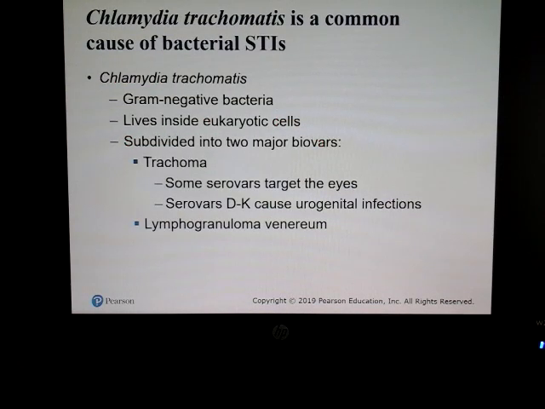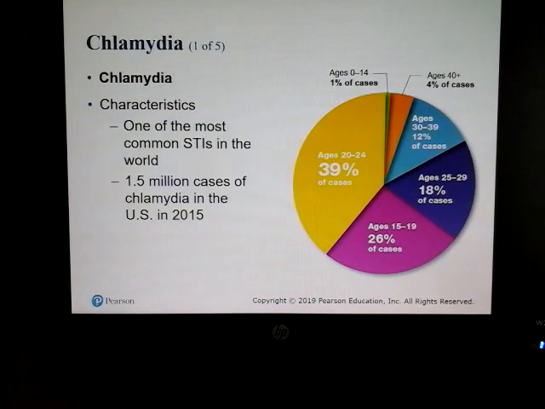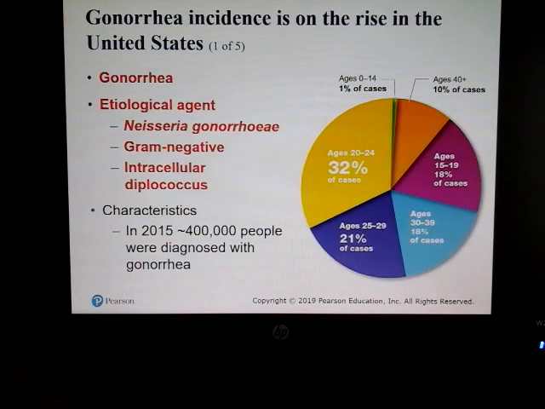Chlamydia, guys, I talked about it earlier, but it does cause a lot of different types of STIs worldwide. And 39% of cases are in people 20 to 24.